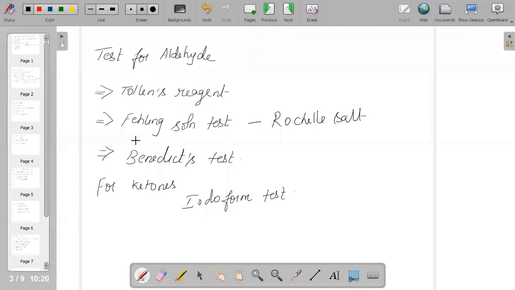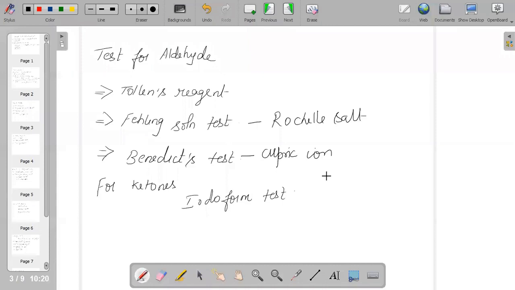The third method we can use is called Benedict's test. It is an alkaline solution of cupric ion complexed with citrate ion. When we react an aldehyde with it, a reddish brown precipitate will be formed, whereas that particular test is not given by ketones.